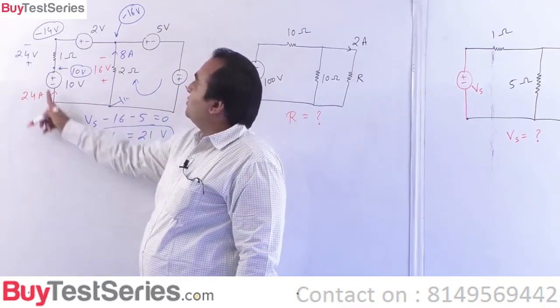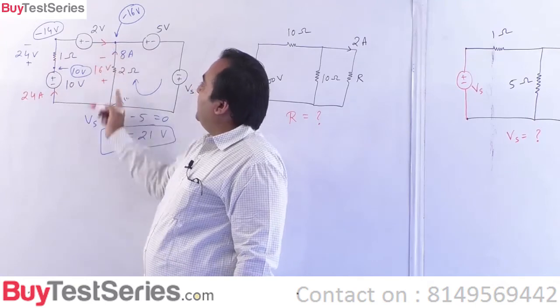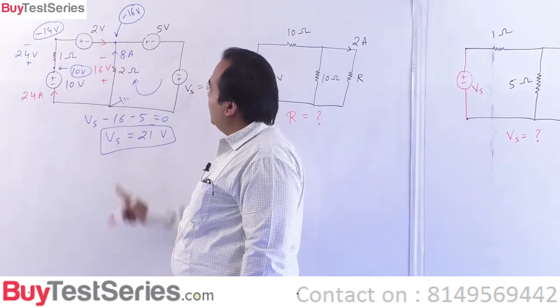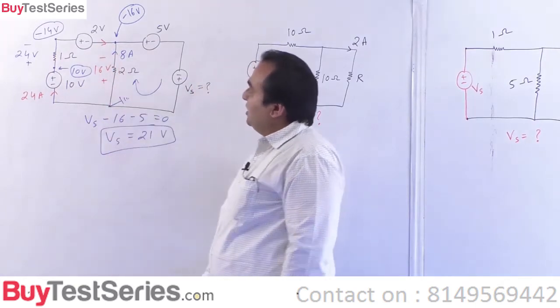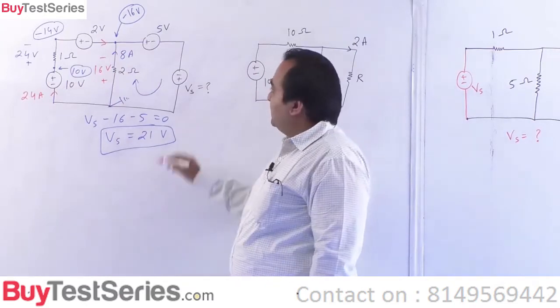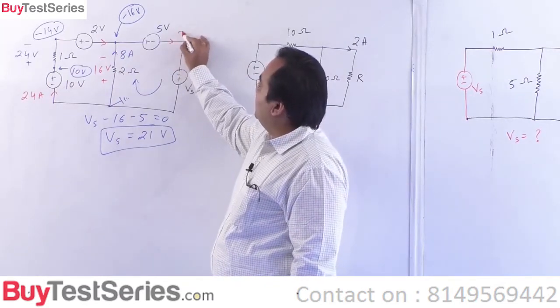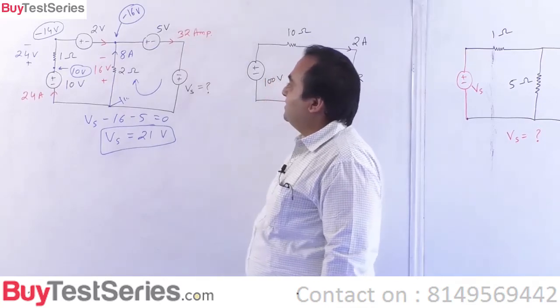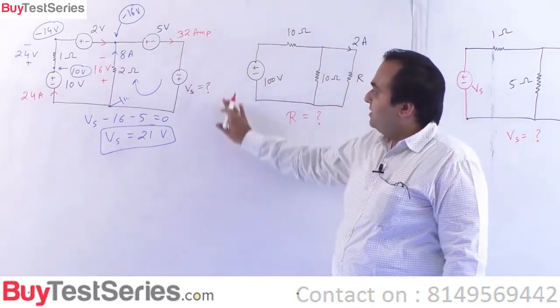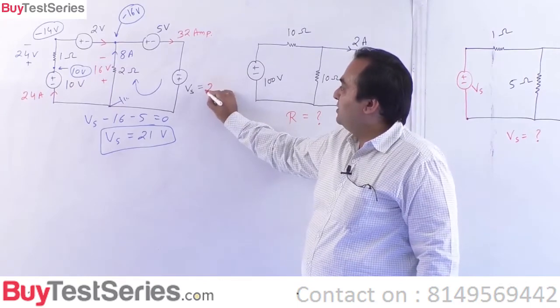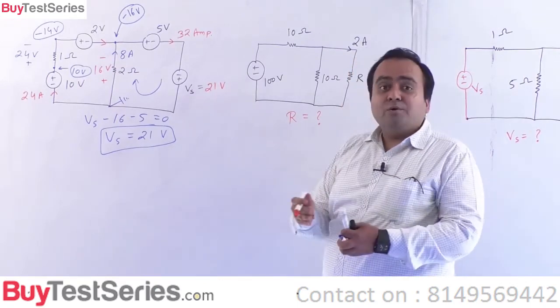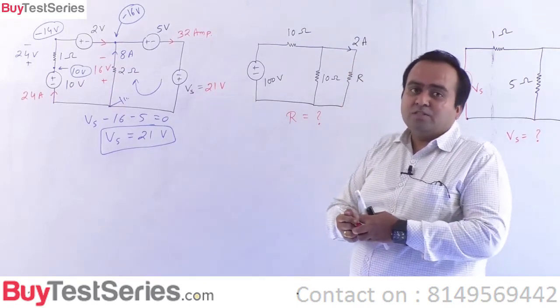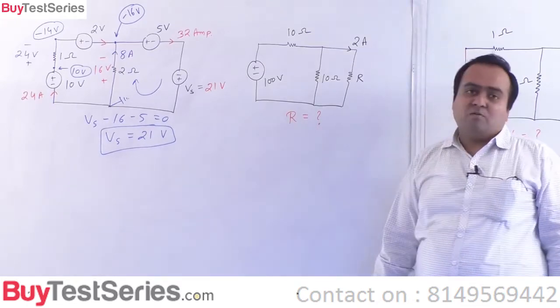Is this okay? This 24 amperes reaches here. 8 gets added to it. So when the 8 gets added to it, 24 plus 8 is 32. So this is 32 amperes, sorry. So this is 32 amperes. Is this okay? And this is 21 volts. Again, you can do that exercise, who is consuming, who is delivering, and you can prove the power balance.